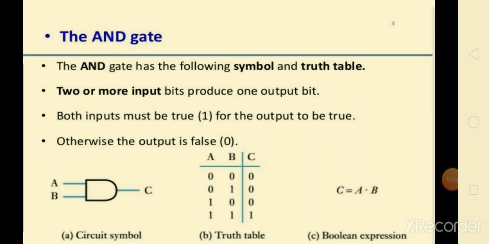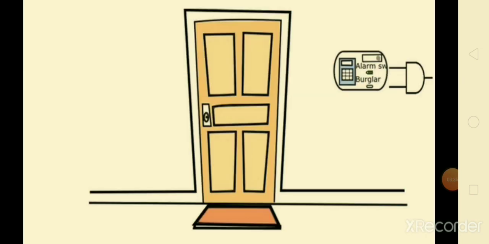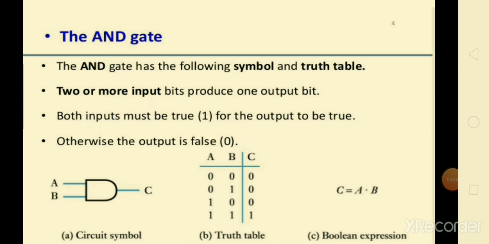Now look at the truth table. When A is 0 and B is 0, multiply 0 into 0, and C will be 0. Next, again A is 0, B is 1: 0 into 1, C is 0. Third, 1 into 0, anything into 0 is 0, so the third condition is also 0. And in the last condition, when A is 1 and B is 1, C is equal to 1, that is 1 into 1 is equal to 1.